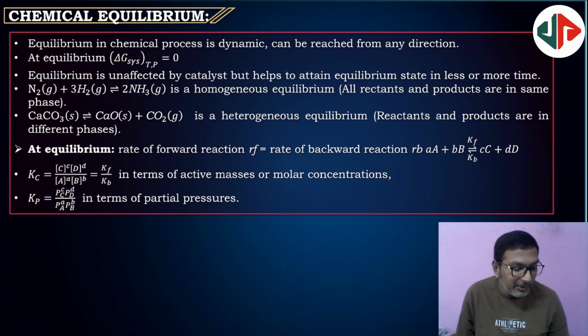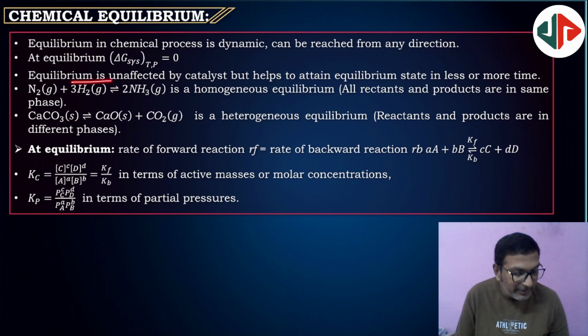Chemical equilibrium is a state of a reversible process where the rate of forward reaction becomes equal to the rate of backward reaction. Characteristic properties of equilibrium: equilibrium in a chemical process is dynamic, that means both reactions are occurring at the same time, forward and backward. They never stop. It can be reached from any direction, that means we can obtain equilibrium from either side of the reaction, from the reactant side or the product side.